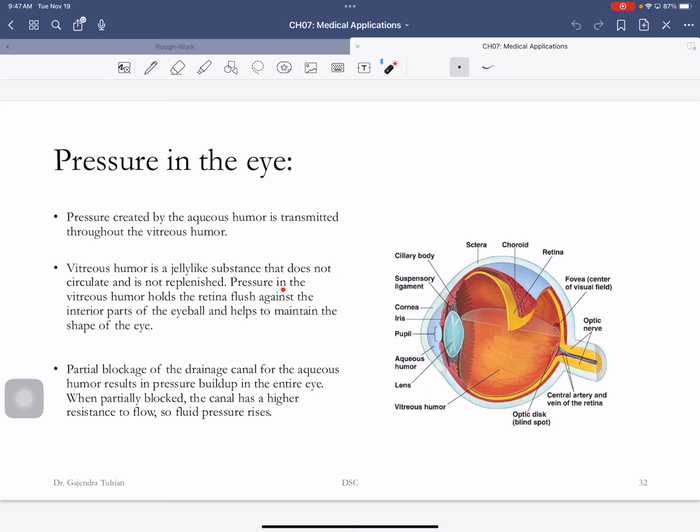Okay, pressure in the vitreous humor. This is the vitreous humor. We'll come to that in a second. It holds the retina flush against the interior parts of the eyeball. So this is pressing the retina against the eyeball. And if that pressure gets to be too large against it, and helps to maintain the shape of the eye, okay.